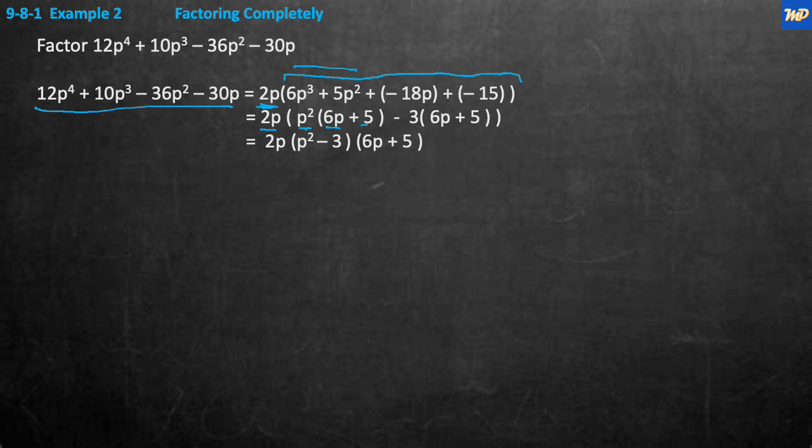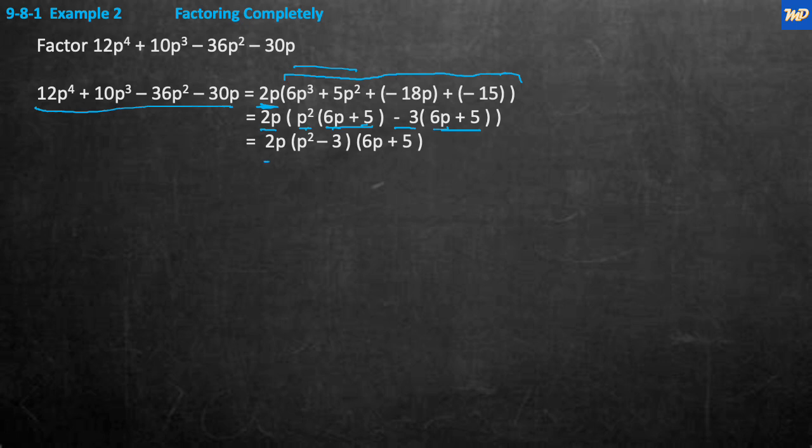And now we're going to see what we can take out of the negative 18p and the negative 15. Well, we can take out a negative 3. So when we take out a negative 3, we get a 6p. 6p times negative 3 is negative 18. And we get a 5. 5 times negative 3 is negative 15. So here are two, oh, look at this. This factor and this factor, they're identical, so we can pull them out. That's how we're factoring by grouping, right? We've grouped and now we're factoring using the distributive property.